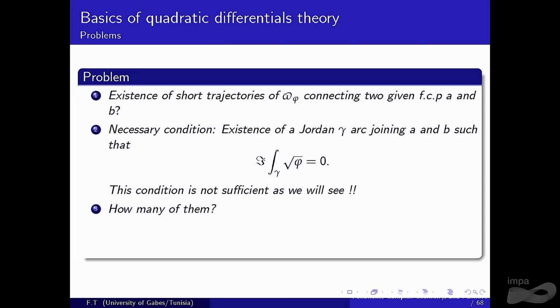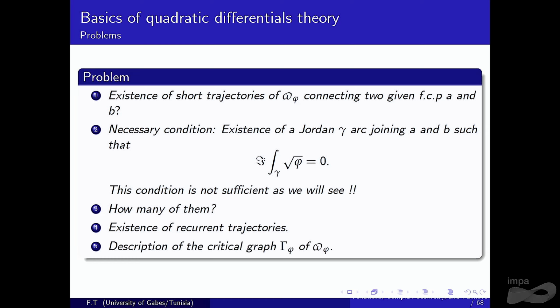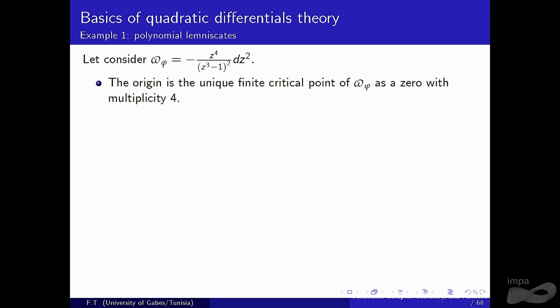How many critical trajectories connect 2 given finite critical points? And the nightmare case, which is the existence of recurrent trajectory. And finally, the description of the whole critical graph of our quadratic differential. Maybe I will show you 2 examples.